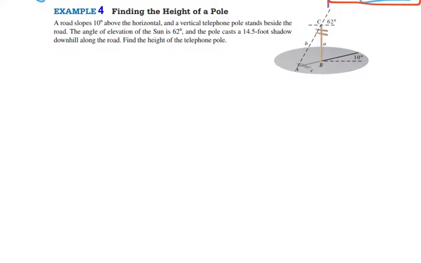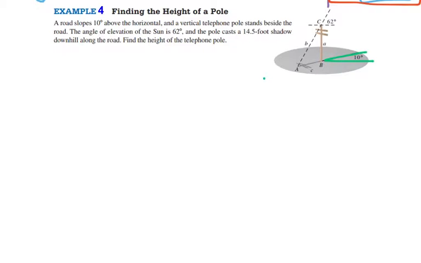So the next one here, finding the height of a pole. We're going to find the height of this electrical pole here, because a road slopes 10 degrees above the horizontal. So that's what this piece is here.